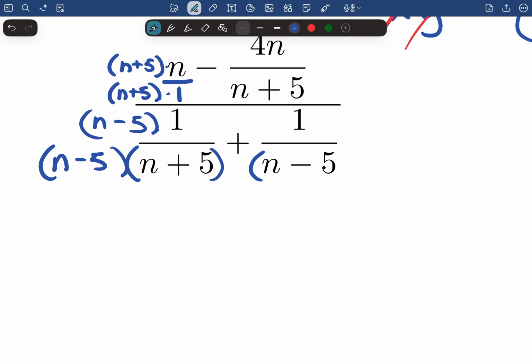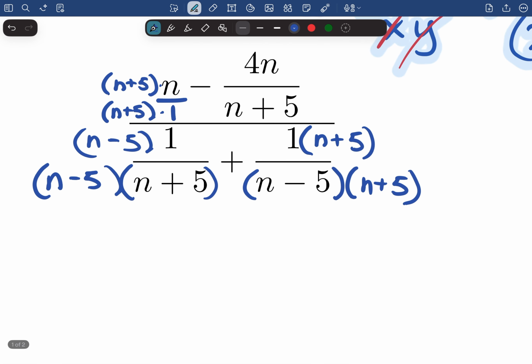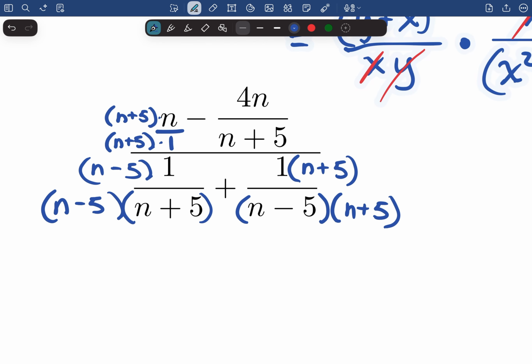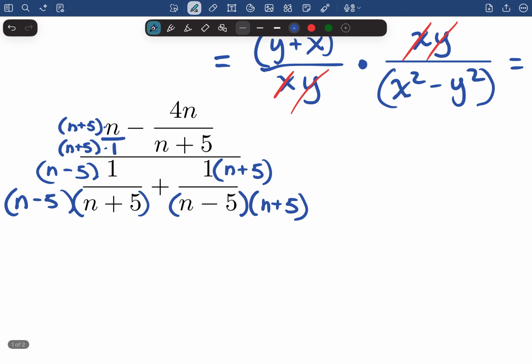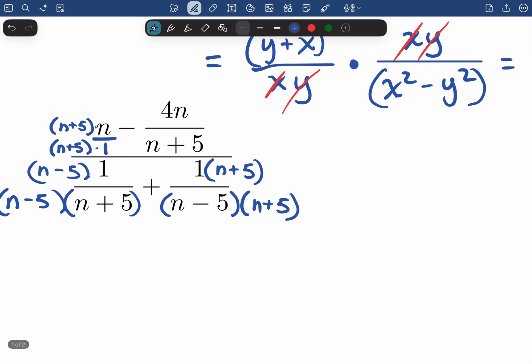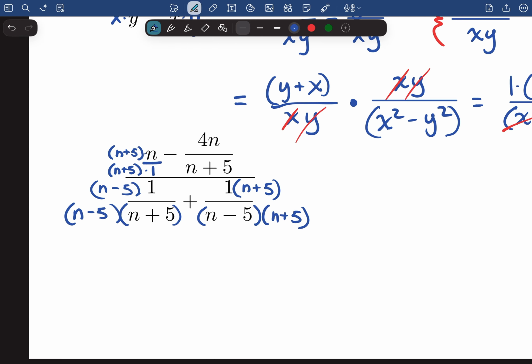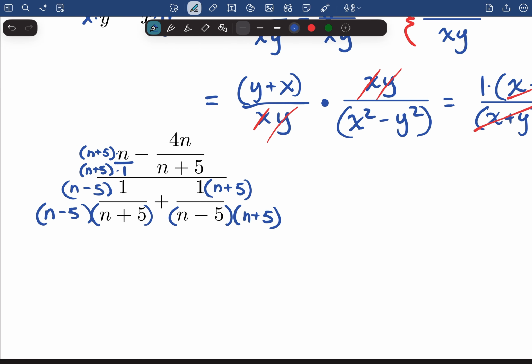And now this denominator has an n minus 5. It's missing the other denominator's factor of n plus 5. And so I multiply an n plus 5 on top and on bottom. And it will make more clear sense why we're doing this as we write stuff out. What we're trying to do is get a common denominator so that we can combine two fractions into a single fraction. And that's what we have to do before we can keep switch flip.